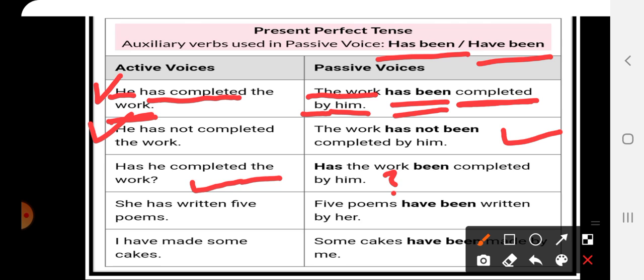She has written 5 poems. 5 poems have been written by her. I have made some cakes. Some cakes have been made by me.